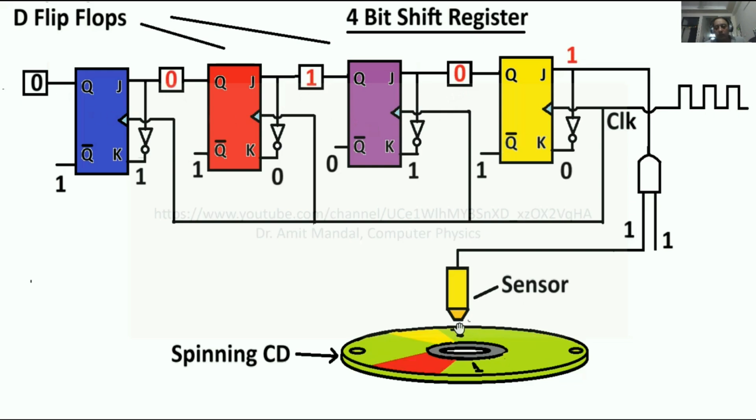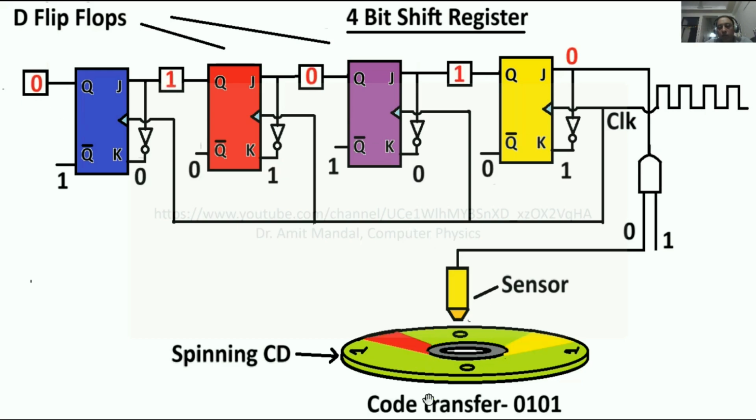Now the fourth bit, you can see, is 1 again, so 1 is presented at the J of the yellow flip-flop. Now in case the fourth pulse comes, this 1 will transfer here, this 0 here, 1 here, and 0 here. So like this, the code transfer of 0101 took place to the shift register. So 0101 is the code which has been fed to this register.